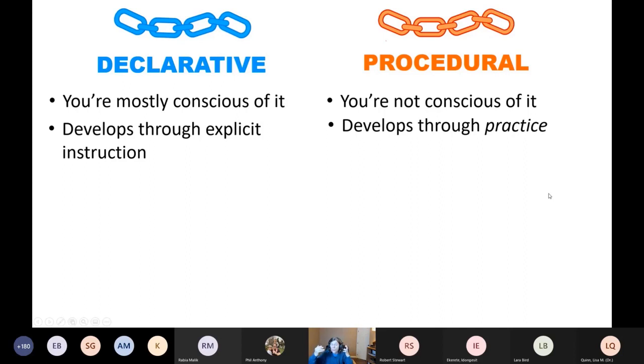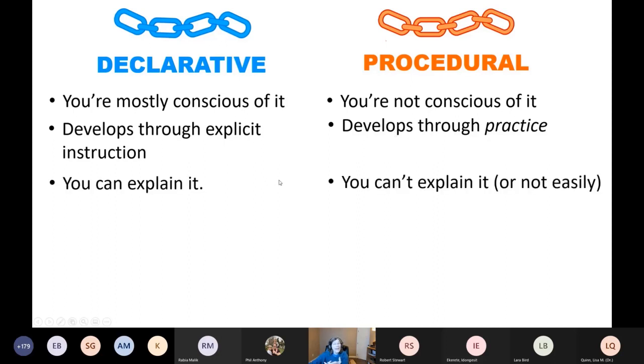So when Julius was watching YouTube, he was getting some declarative sets of links through this explicit instruction, but then he was going out and practicing to develop his procedural links. You might think, oh, that's only for motor skills. Turns out the procedural system is for complex patterns as well. So it's also things like mathematics and learning language. You can explain declarative learning. You can't explain procedural learning.